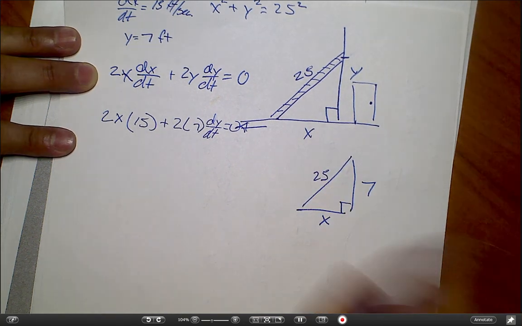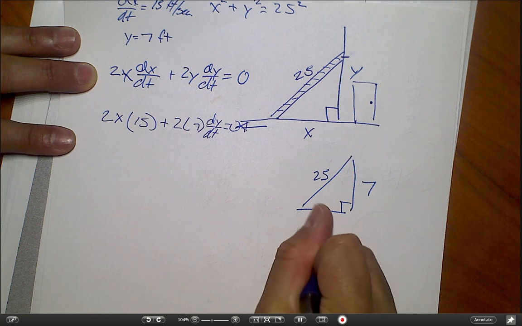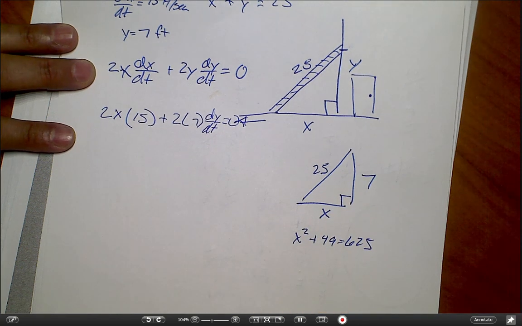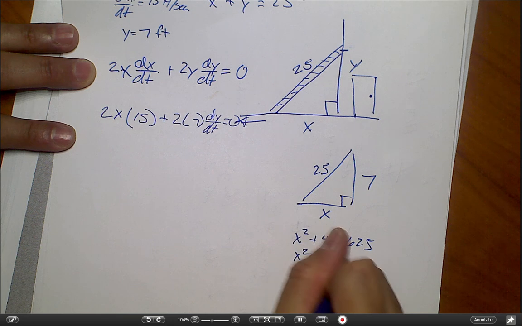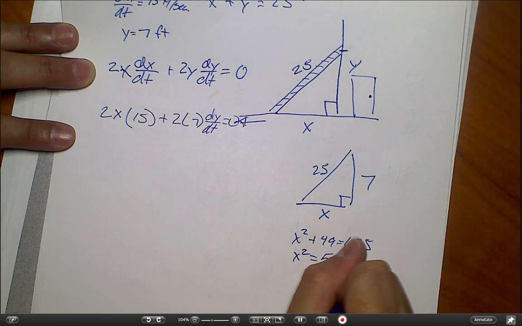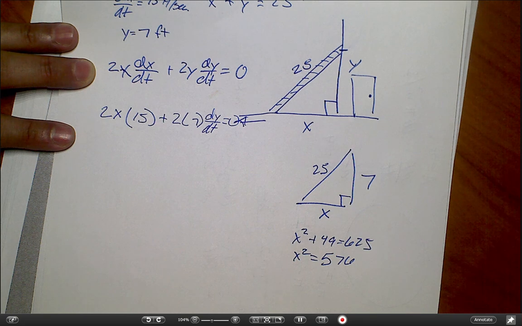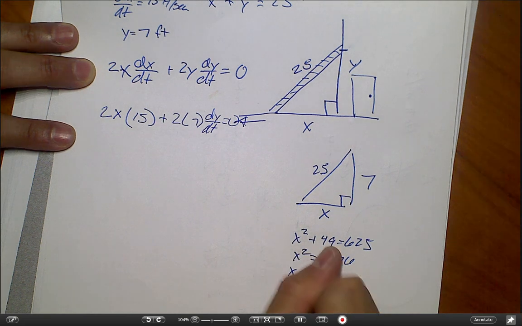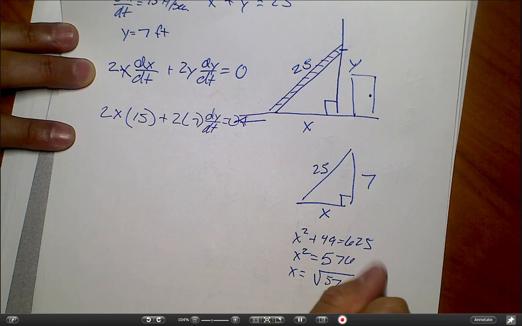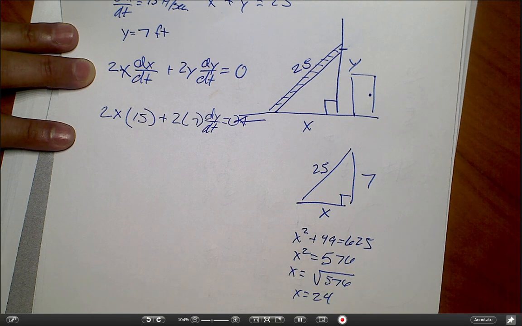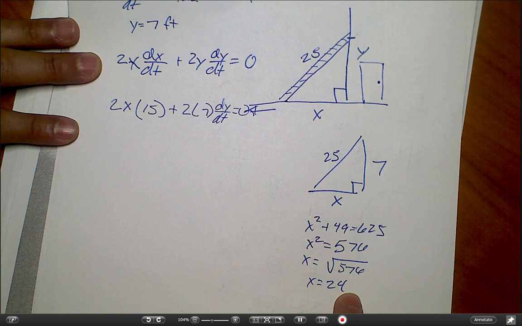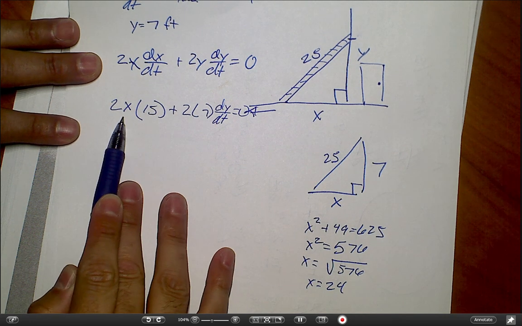So let's do the Pythagorean theorem here. It's going to be x squared plus 49 equals 625. Minus 49, I get x squared is equal to 576. And x equals the square root of 576, where x is 24. So now I know that x is going to be equal to 24.